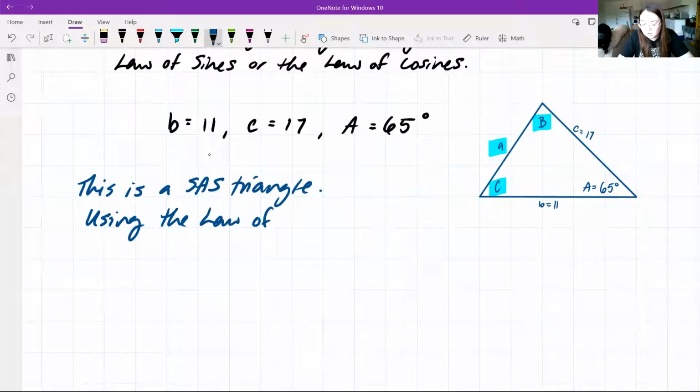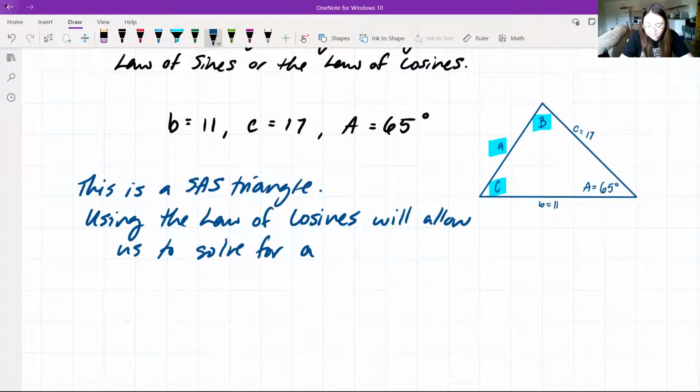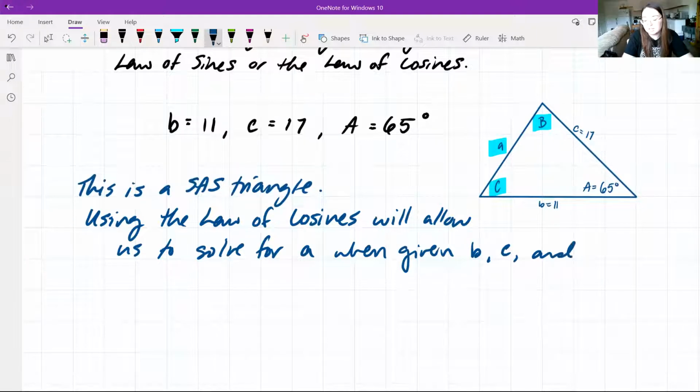So we can say using the law of cosines will allow us to solve for side length A when given B, C, and angle A. Because we have side lengths B and C and our angle A, we can easily solve for our side length A, which would then allow us to easily solve for the rest of the angle measurements.